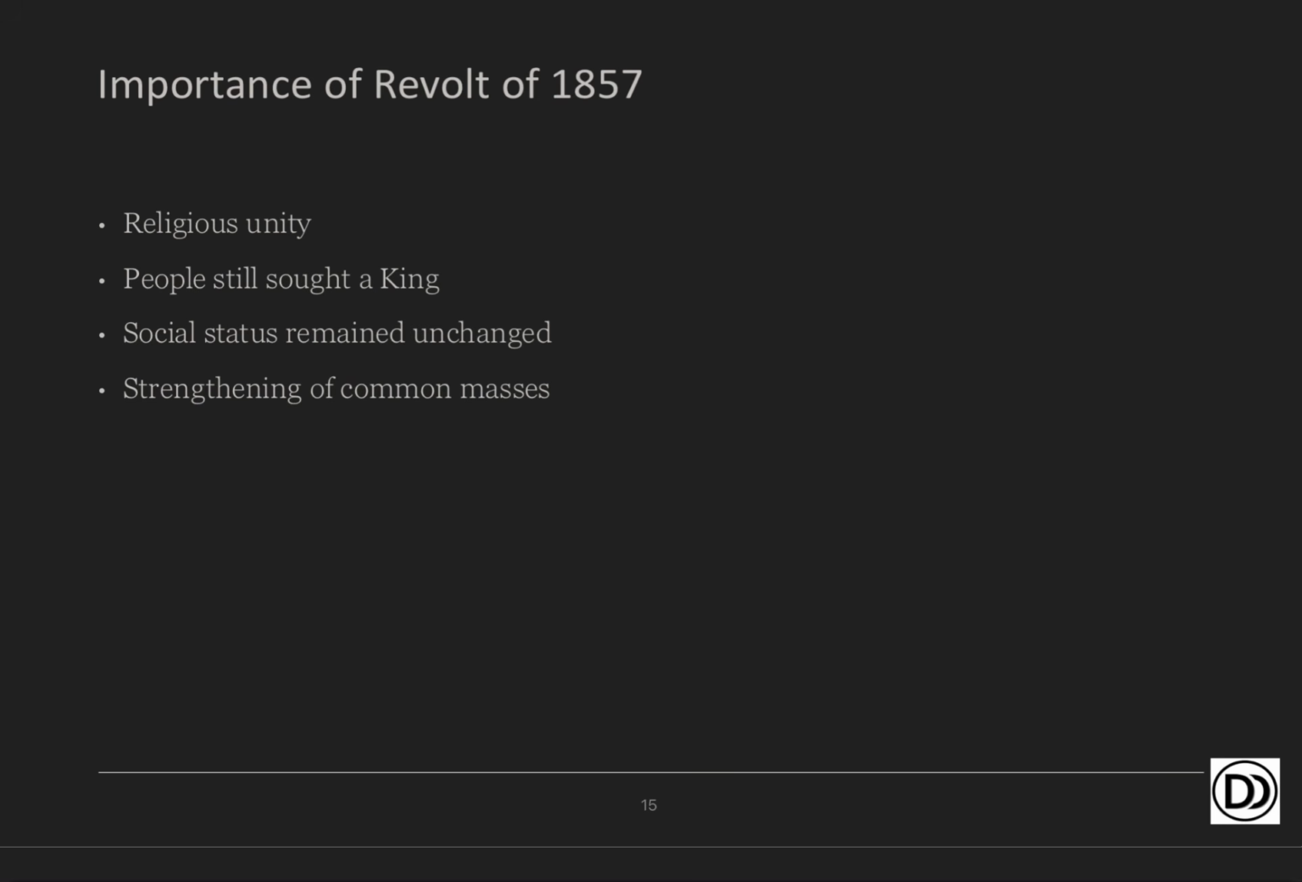Let us look at why it was so much important to discuss this revolt. Here we see a religious unity, and the people fought for basic needs together. Even though majority of sepoys were Hindus, they wanted Bahadur Shah Zafar as emperor. So there was religious unity there. But there is one more thing that you have to see, that people still sought a king. They still found the shelter of a king. The idea of the need of a king is not going away.